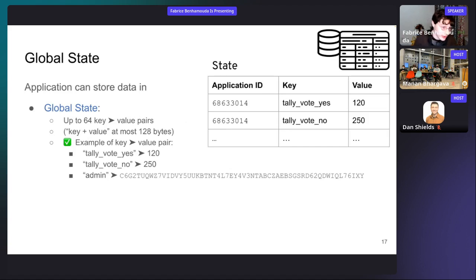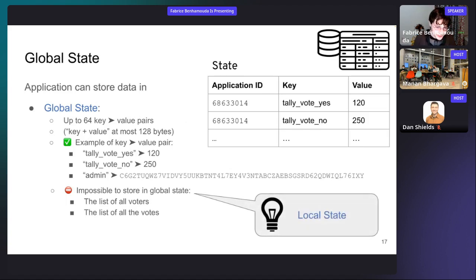There are many things you cannot store. You cannot store, for example, the list of all voters or the list of all votes. That would be an issue. So actually, Algorand already has a solution for that. It has an additional way for smart contracts to store data, which is a local state.